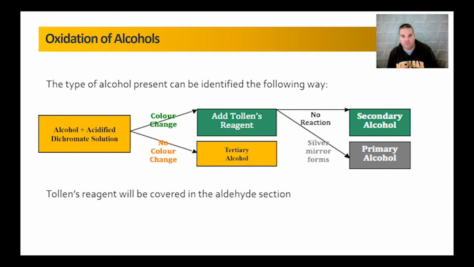Now there's two things you can do. To some of the sample, you can add something called Tollens reagent. Tollens reagent is ammoniacal silver nitrate, and that will give a very clear silver mirror precipitate, which will clearly tell you that you had a primary alcohol because you had an aldehyde somewhere in there. The other thing you can do is react it with something like sodium bicarbonate. Sodium bicarbonate will give effervescence of CO2 gas with the carboxylic acid that was formed from the oxidation. So both of those you can do to determine if it was a primary alcohol.